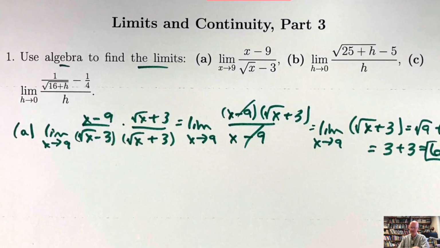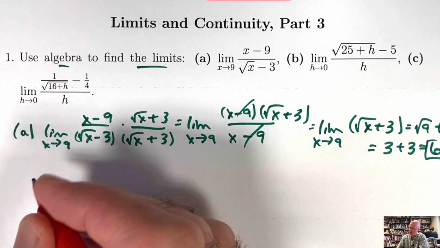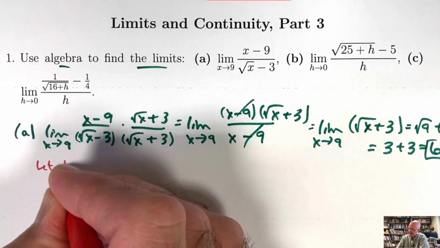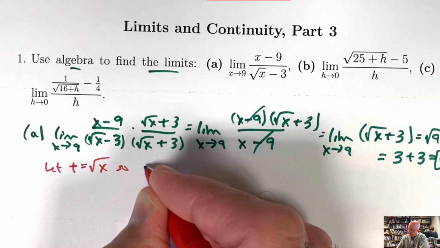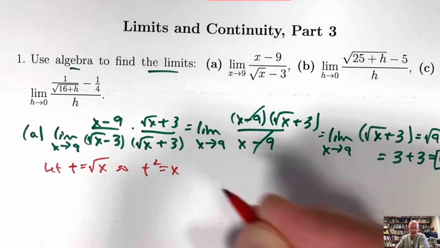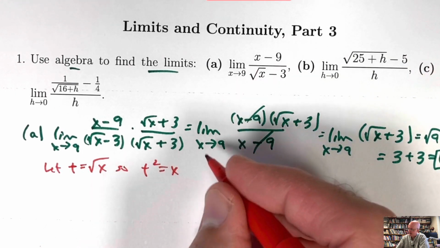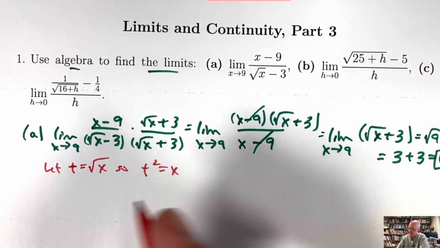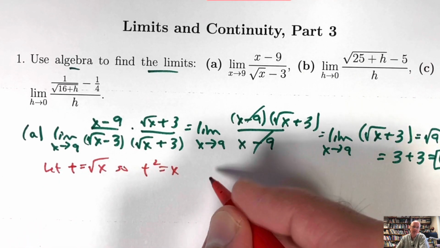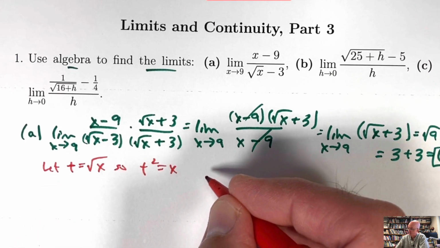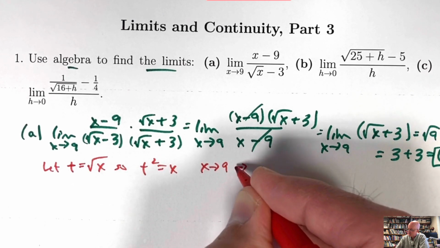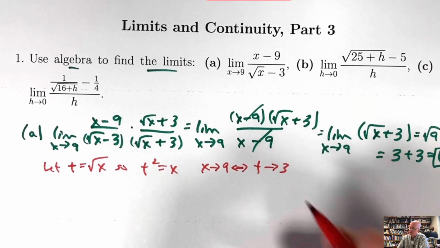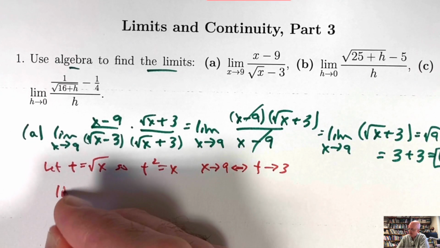Let me show you a second way to do part A, and that is to do a substitution. You might say let t equal square root of x so that t squared equals x. And you could also say, again, we're thinking about part A here, that as x approaches 9, since square root of 9 is 3, that's equivalent to t approaching square root of 9, which is 3. X approaching 9 is equivalent to t approaching 3. So we can change the limit in part A to look like this.